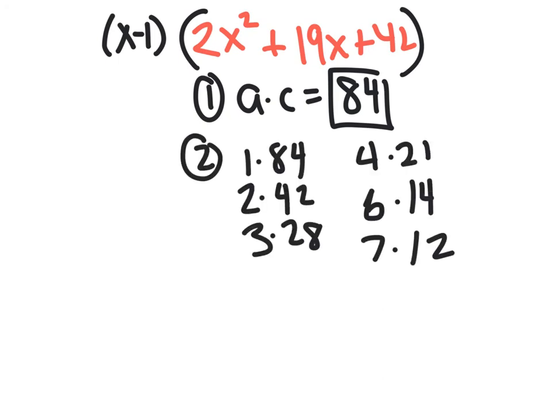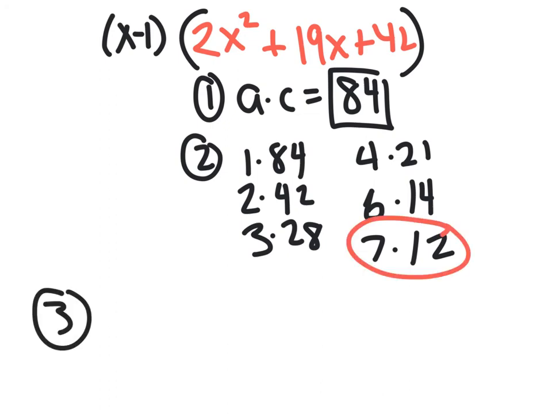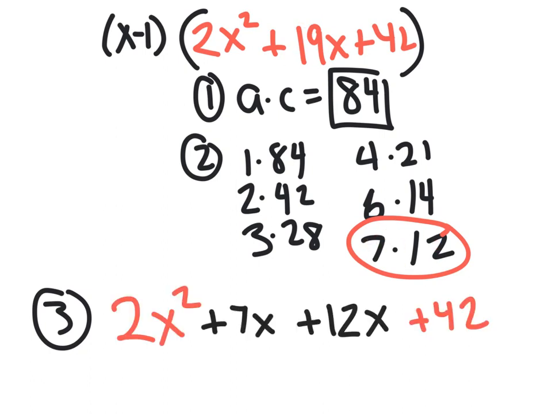So I made my list, and of course I used the calculator to help me out with this list. And if you look at all those possible pairs of numbers, which pair gives you 19? 7 and 12. Step 3 is to rewrite the 19x in the middle as these two terms, 7x plus 12x. So once again, instead of this 19x, I wrote it as 7x plus 12x, which is the same thing as 19x. And now all we need to do is factor by grouping.